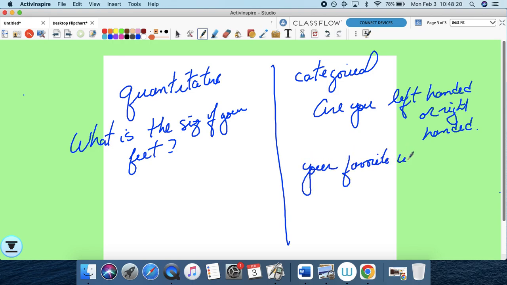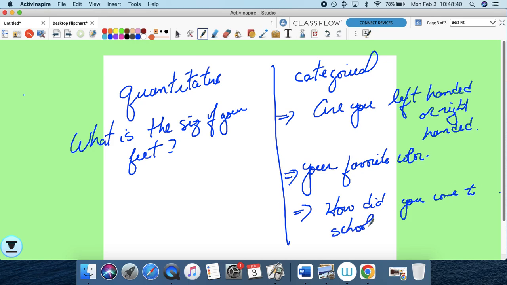That'd be categorical. So think about the answers that come when you're asked what's your favorite color. It's blue, it's black, it's yellow. Are you left-handed or right-handed? How did you come to school today? Okay, so all these answers, compared to the ones on the left here, one is the quantitative data. Quantitative, think of the word quantity.